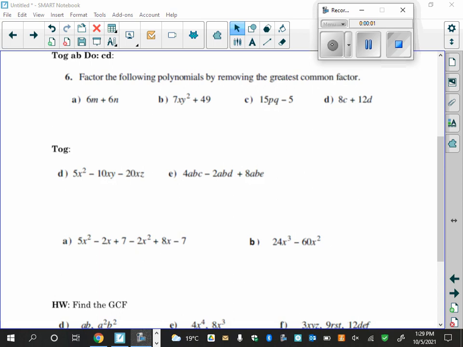Good job on your quest. We've got 15 minutes to talk about GCF and a little bit of grouping. So I left you with these yesterday.